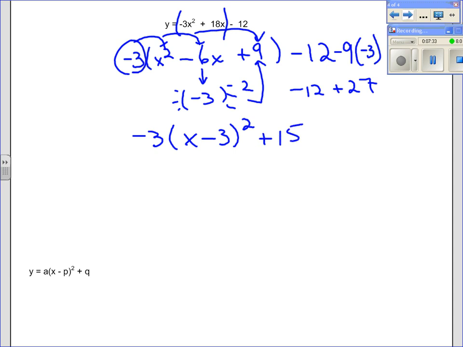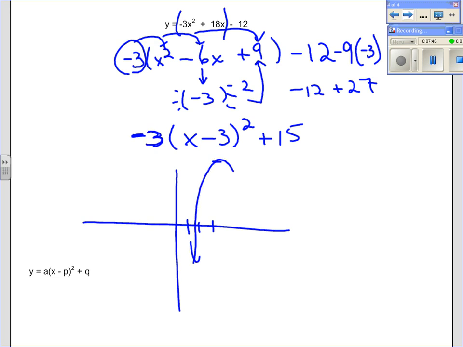There's your parabola. So if you were to sketch this really quick, you know that this is 1, 2, 3, plus 15 is way somewhere up here, but now you're opening down and narrow. So it's going to look very much like this. That's completing the square.